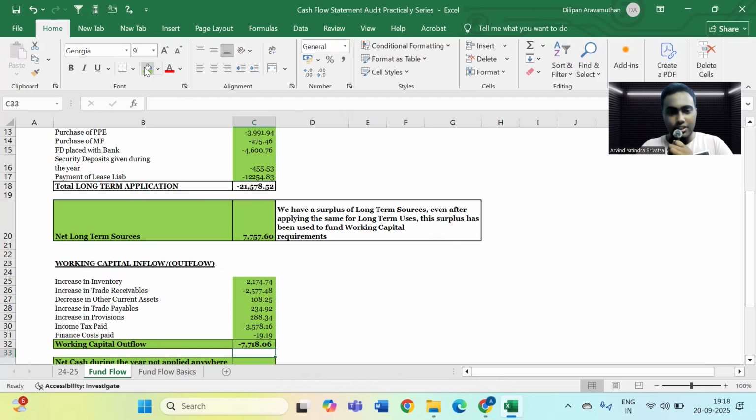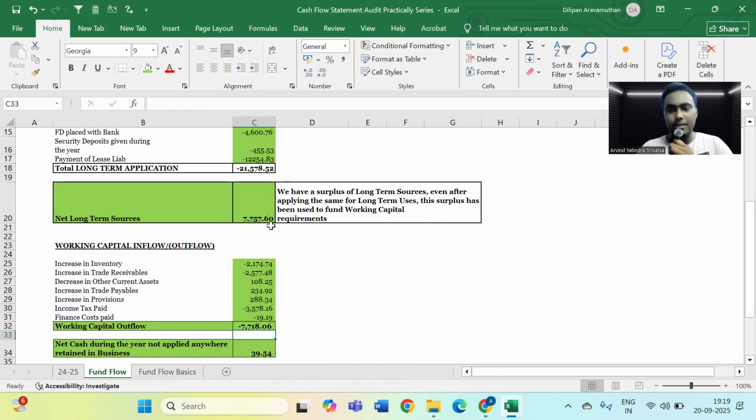So if you see here, guys, we have a surplus of 7757.60 from our long-term sources. And we have a deficit in our working capital to the extent of 7718.06. That is, we have an outflow in our working capital of 7718.06, which simply means that I have a surplus of long-term sources which I am using to meet my deficit. So here we are using our long-term sources to meet our short-term application, which is perfectly fine, as we had discussed earlier, and we also discussed the logic for the same.